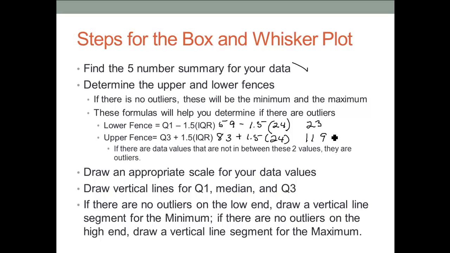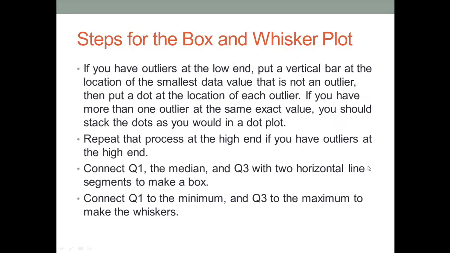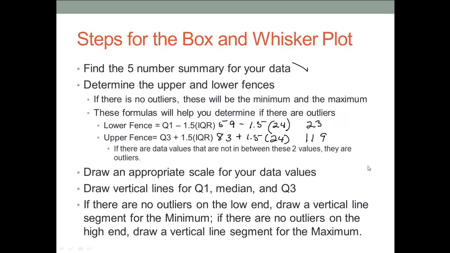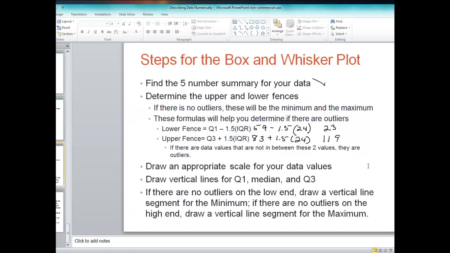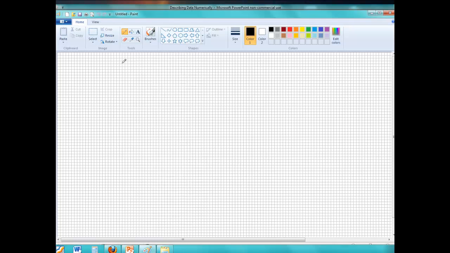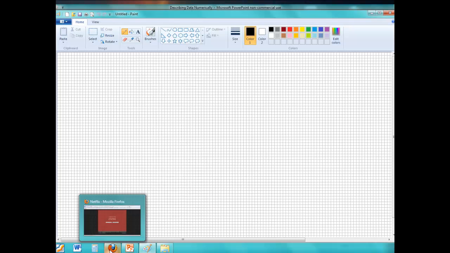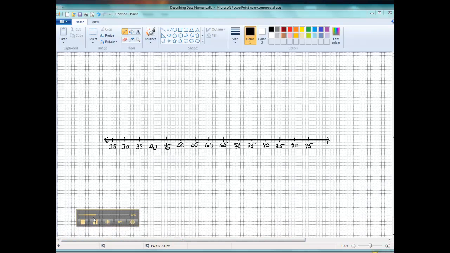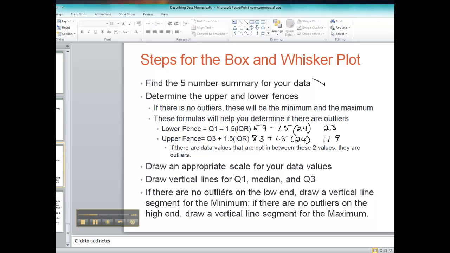So now let's cut on over to MS Paint. Yes, I'll keep the ink annotations. And we are going to draw an appropriate scale for my data values. I'm going to pause to get that done for you. All right, so I've drawn an appropriate scale for our box and whisker plot. The next step that I want to do is to draw vertical lines for Q1, the median, and Q3.